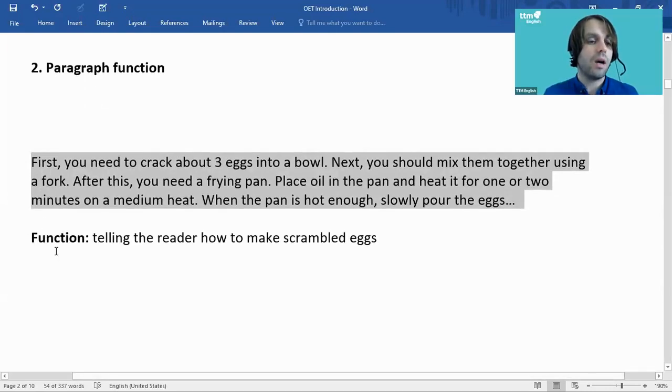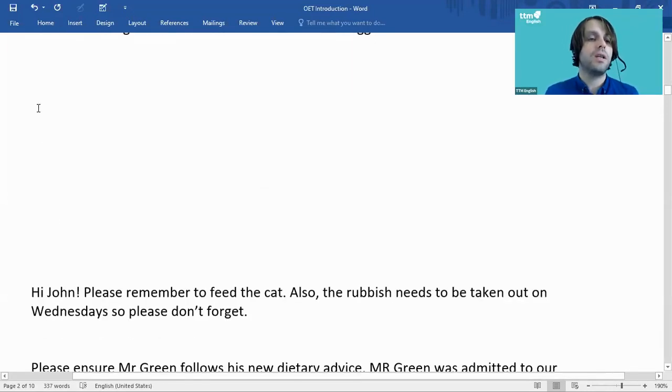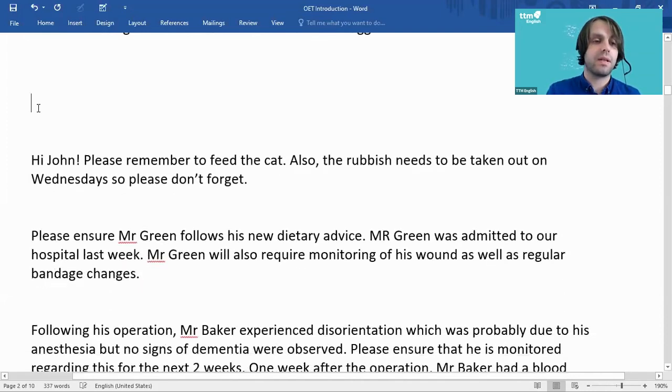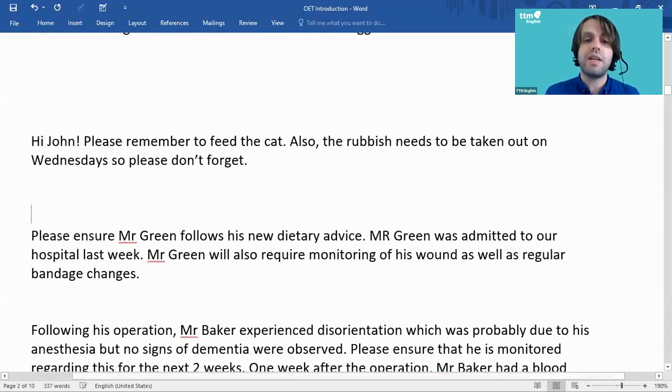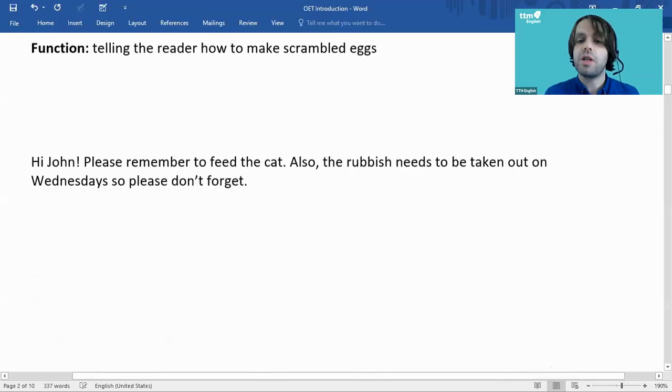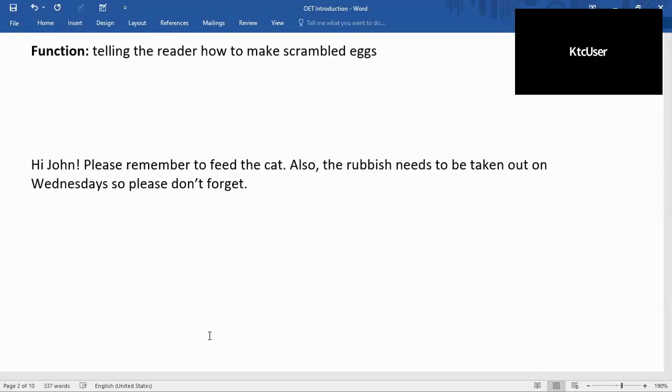Simple, right? Okay, let me show you another paragraph. And again, you tell me the function of this paragraph. Hi, John. Please remember to feed the cat. Also, the rubbish needs to be taken out on Wednesdays, so don't forget.